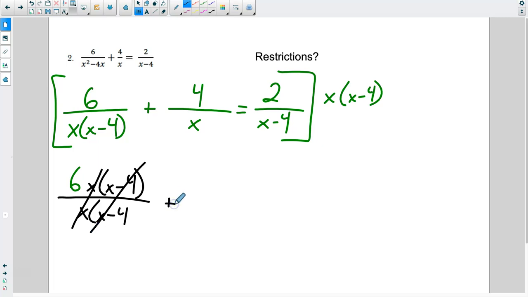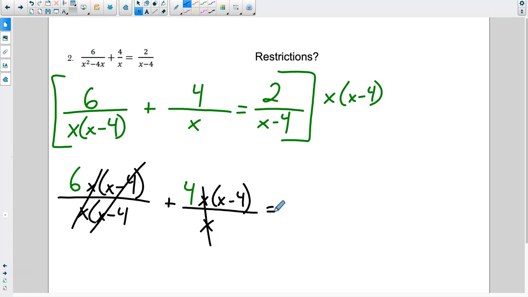Then I put a plus sign. Now, let's think about this. I got 4. So I got 4 here, and I'm going to times it by x minus 4, and then on the bottom here I have an x. What cancels out? The x's. Okay, so we're going to deal with that in just a moment.